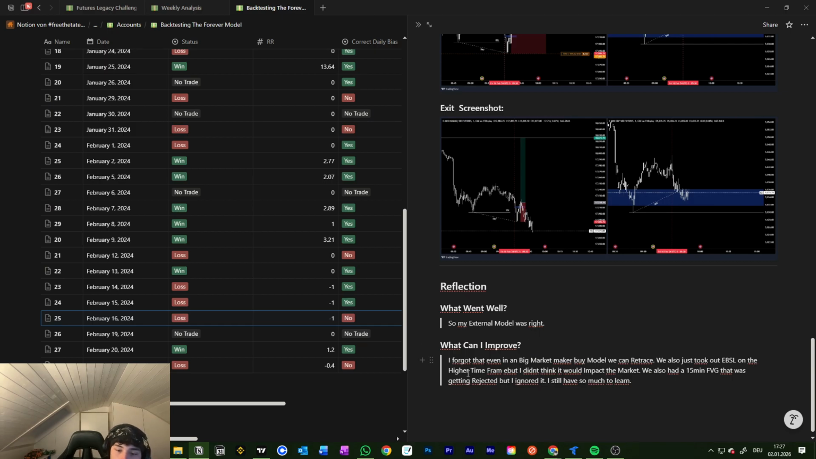What can I improve? I forgot that even in a big market we can retrace. We also just took out external buy side on the higher time frame, but I didn't think it would impact the market. We also had a 50-minute fair value gap that was getting rejected, but I ignored it. I still have so much to learn. So I need to mark out the sell side levels, or just the liquidity levels, better, because the market usually reacts off them, like the high time frame ones: 1 hour, 50-minute, 4 hour.